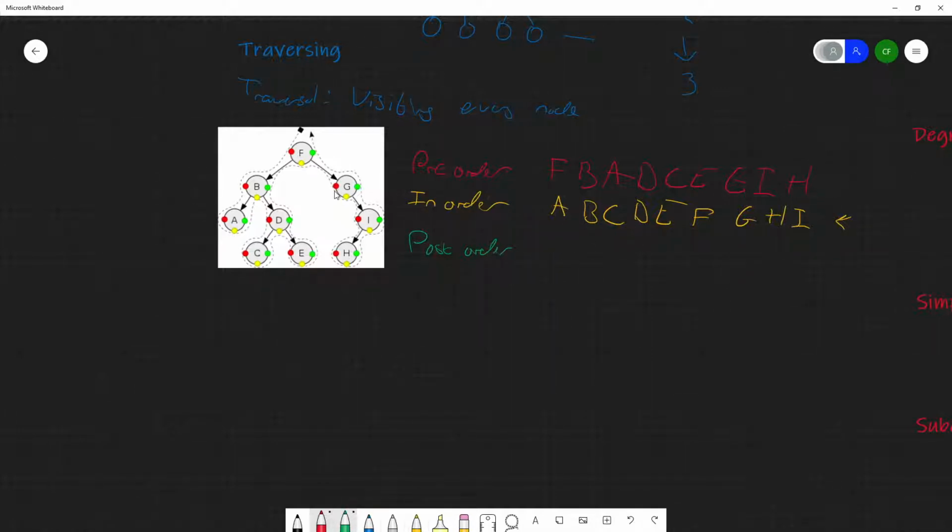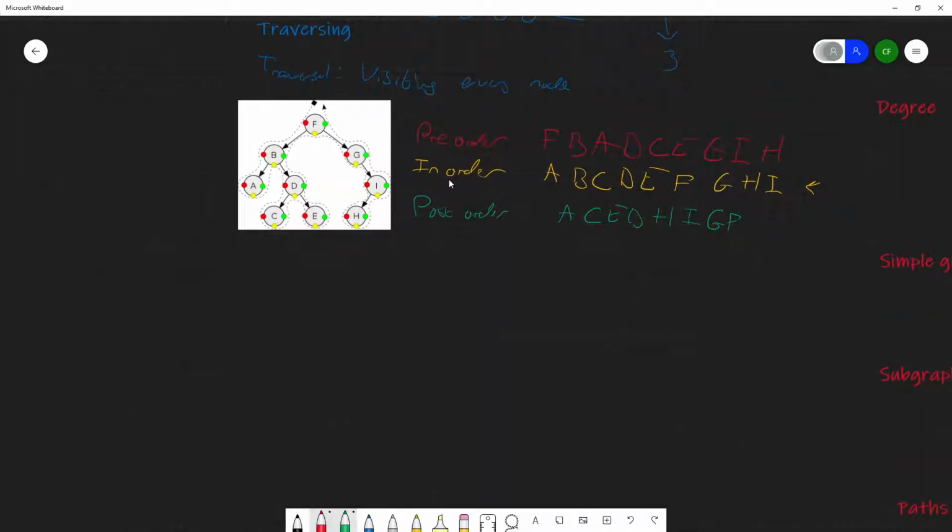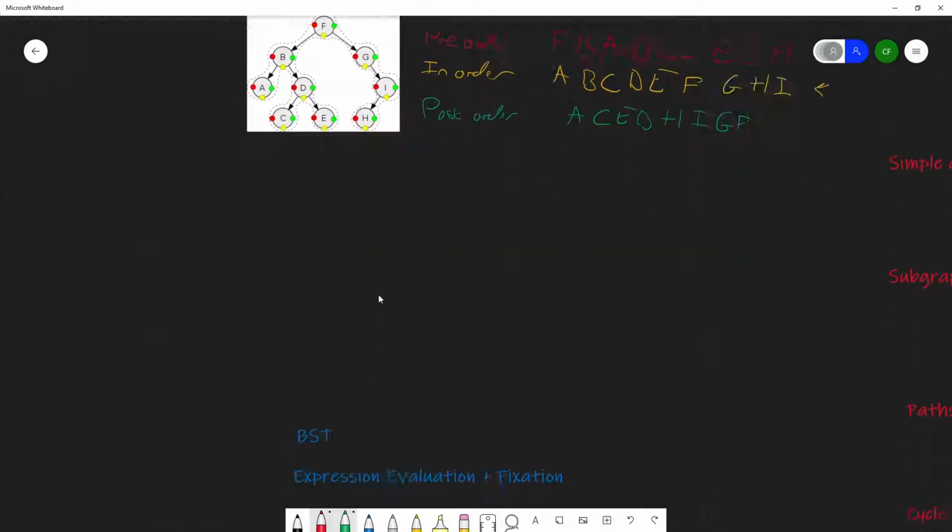Then the last one is post-order. That's A, C, E, D. Then we don't hit F till last. We do around here H, I, G, F. H, I, G, F. So those are 3 ways of traversing this type of tree. This comes up in various different usages. Which one of these you pick helps you manipulate the data in the tree in different ways. The first of which is one of the biggest uses for a binary tree, which Elliot will cover, a binary search tree.